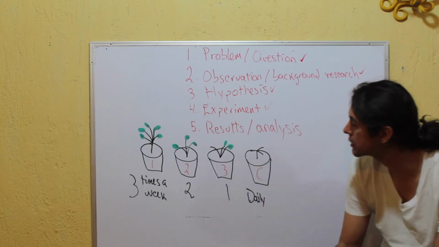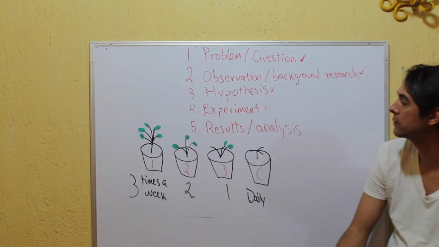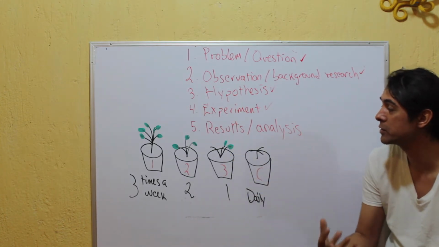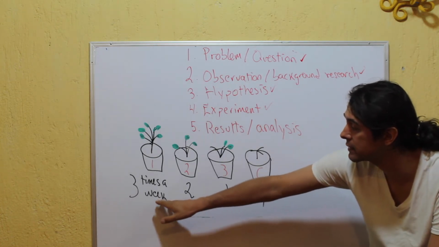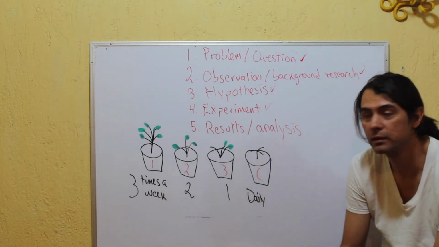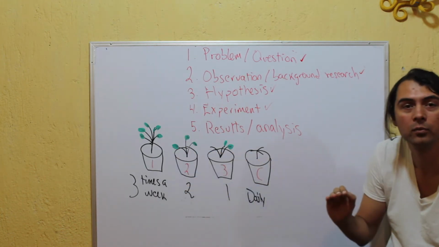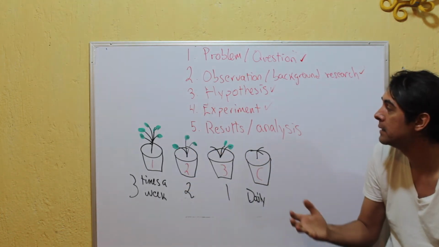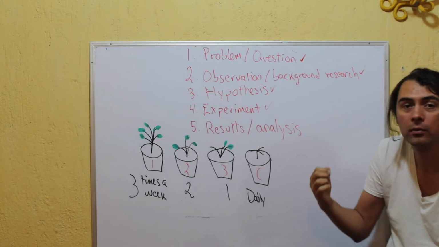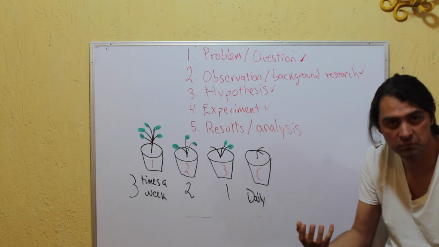Look at it. It's got some green there, definitely, but the one that is doing the best is the one that gets water 3 times a week, and that is amazing. This is just as we had predicted, okay? So we can now reach conclusions.